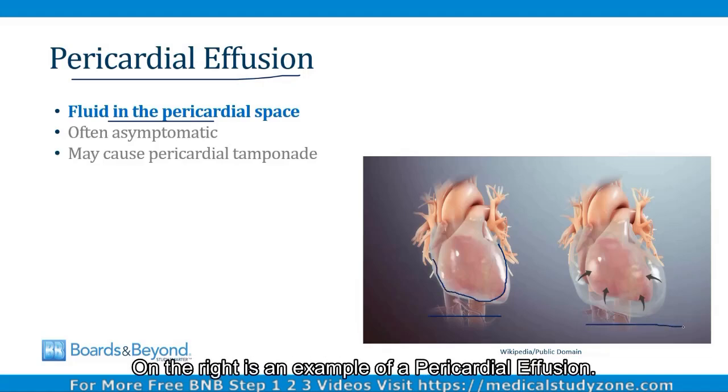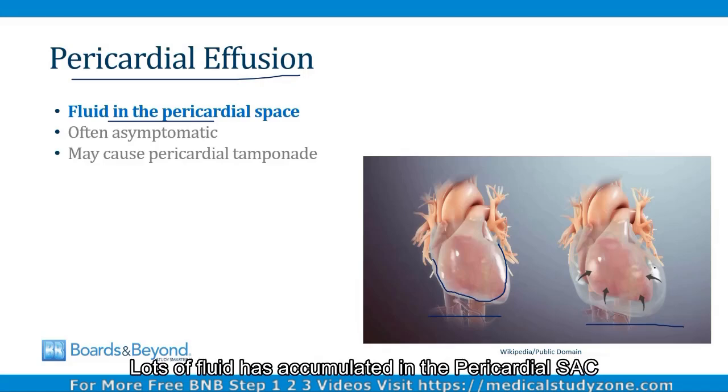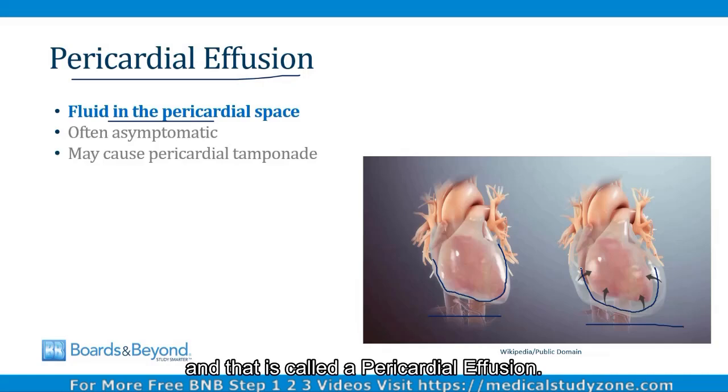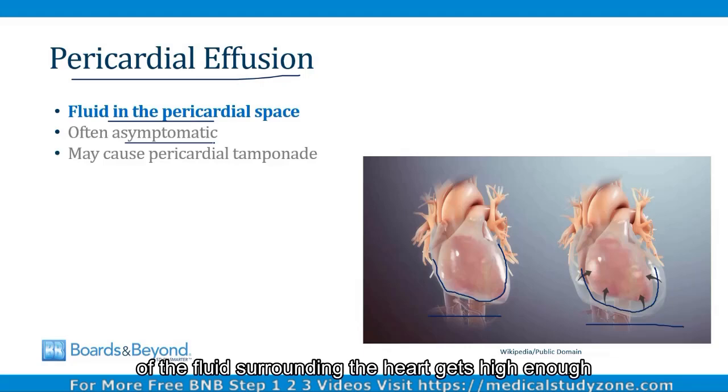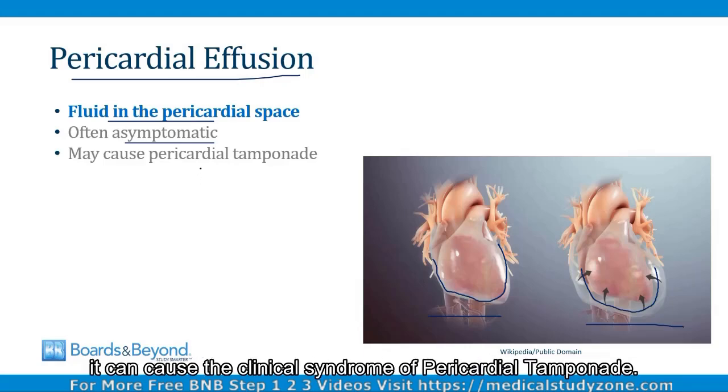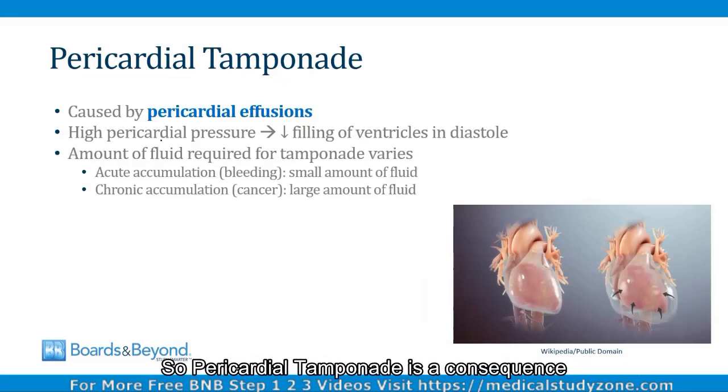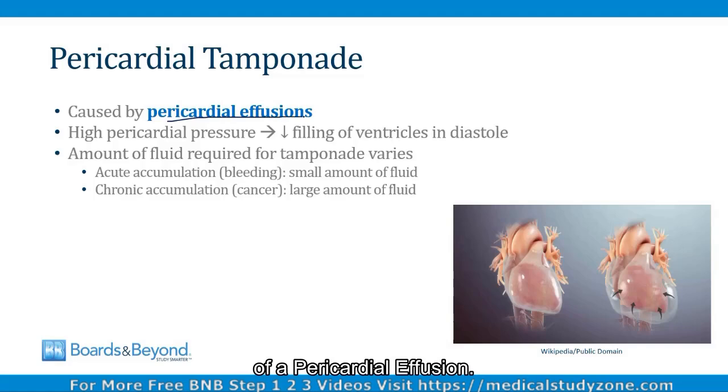On the right is an example of a pericardial effusion. Lots of fluid has accumulated in the pericardial sac, and that is called a pericardial effusion. Now, most patients who have pericardial effusion are asymptomatic, but if the amount of fluid and the pressure of the fluid surrounding the heart gets high enough, it can cause the clinical syndrome of pericardial tamponade. So pericardial tamponade is a consequence of a pericardial effusion.